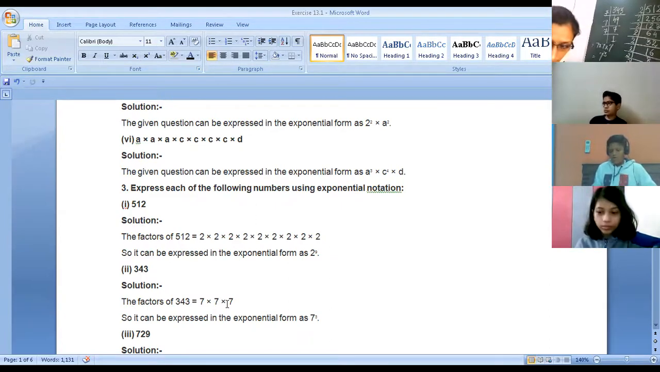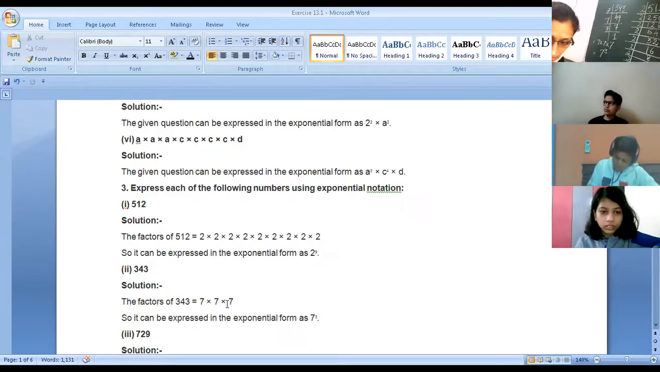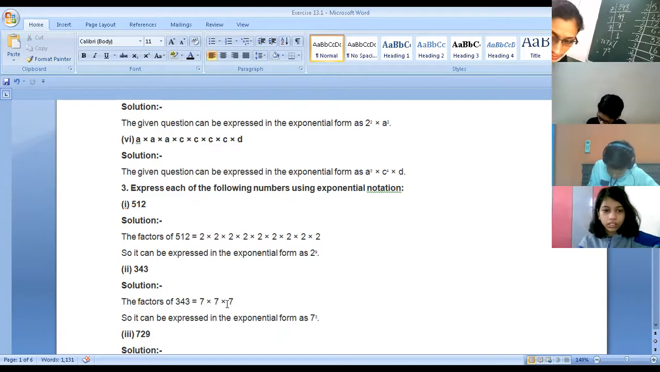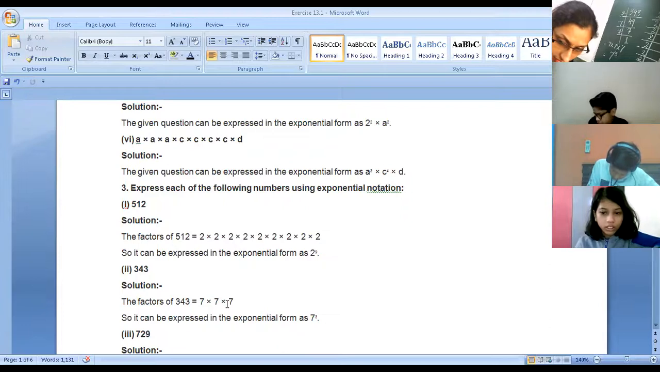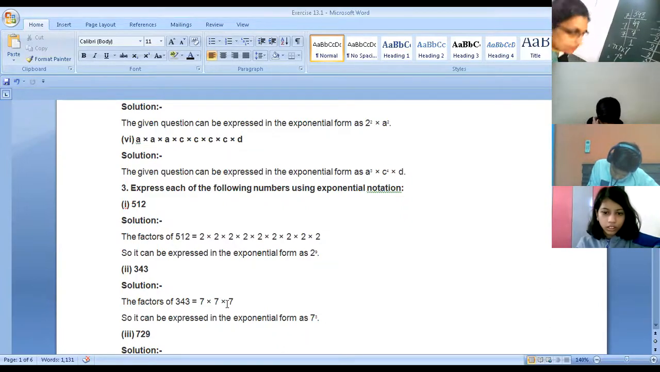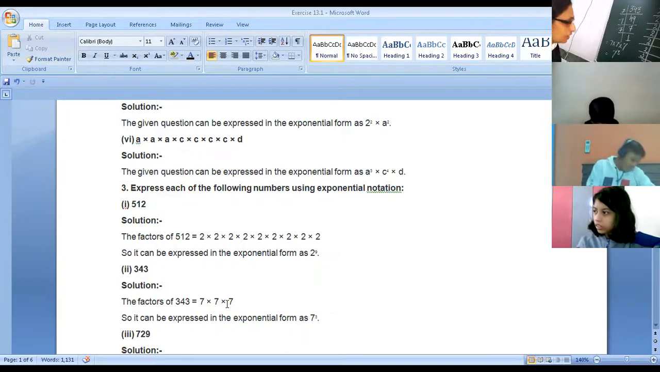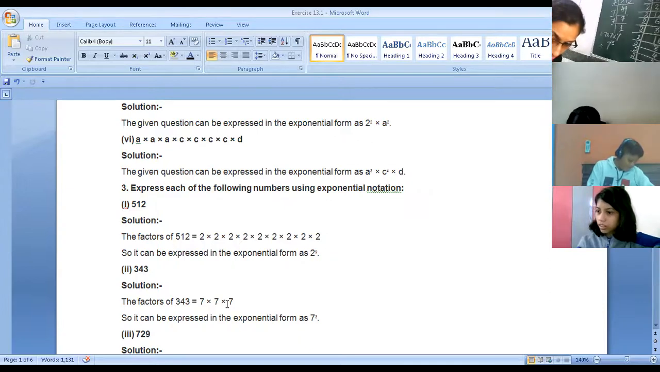Understood, children? This way you have to do the B part. See on the board. 7 is being multiplied 3 times. 7 multiplied, 7 7s are 49, 343. 7 7s are 49 and 7 ones are 7. Done, children?